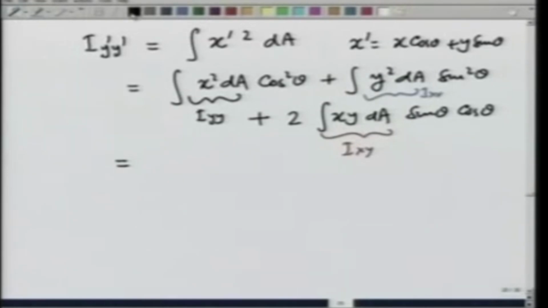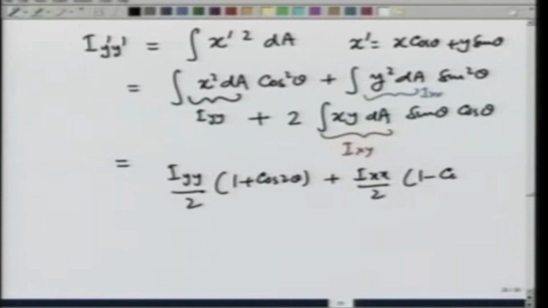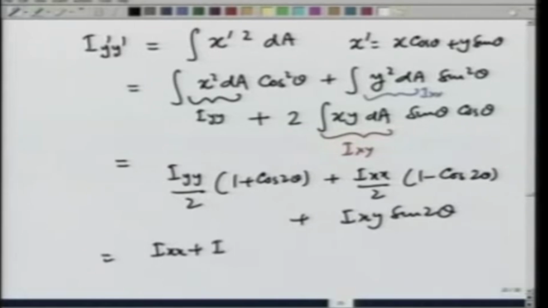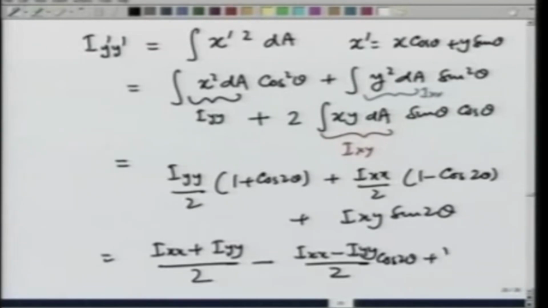So this whole thing can be written as I yy over 2 times 1 plus cosine 2 theta plus I xx over 2 times 1 minus cosine 2 theta plus I xy sine of 2 theta, which is nothing but I xx plus I yy divided by 2 minus I xx minus I yy divided by 2 cosine 2 theta plus I xy sine of 2 theta.